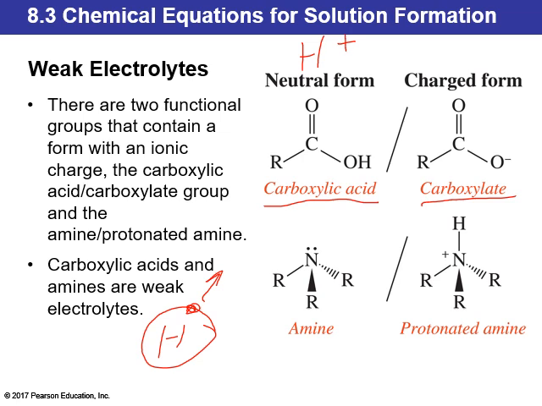This reaction is reversible. It can go back and forth. So carboxylic acid can act as an acid and donate H plus, and the carboxylate can act as a base and take on H plus to go back to the carboxylic acid. This is why this is a weak electrolyte, because this reaction is very reversible.